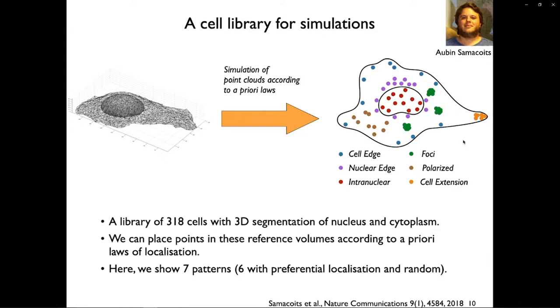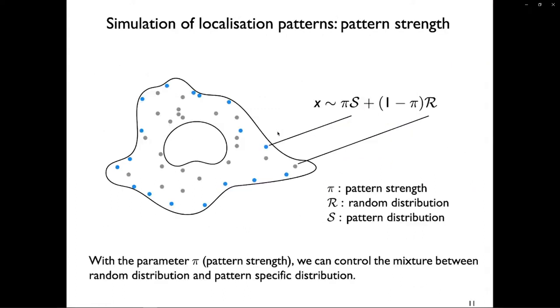Now, in this cartoon, I do as if these were completely pure patterns, and that's not true. In reality, what we do is that we draw the positions from a pattern-specific distribution, and we mix that with locations that are taken from a random distribution, because we know that normally the RNAs never have a completely 100% behavior, 100% tendency. It's really a tendency and not a clear signal like that with 100%. Importantly, in this formula, we can control the pattern strength, which is the mixture between random distribution and pattern-specific distribution. And this is of course interesting because by doing that, we can investigate the limitations of the algorithm.